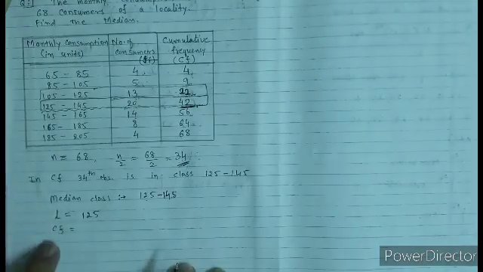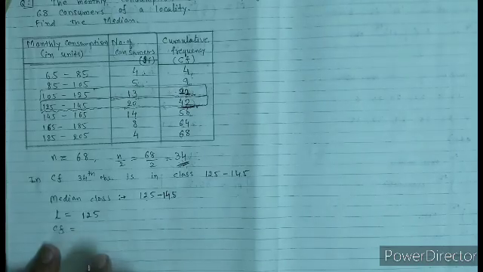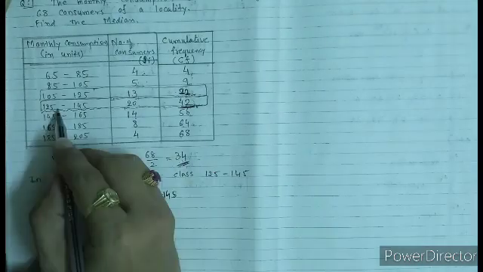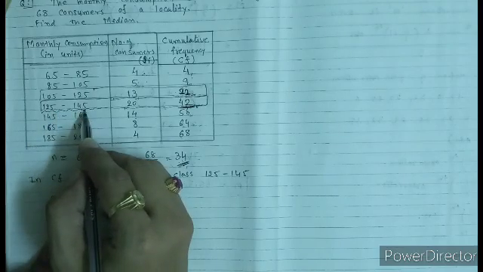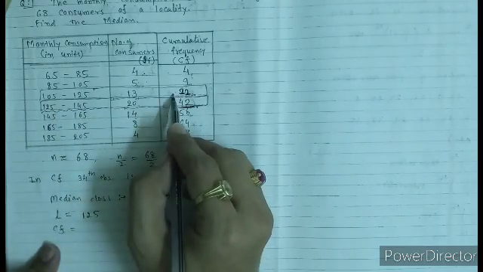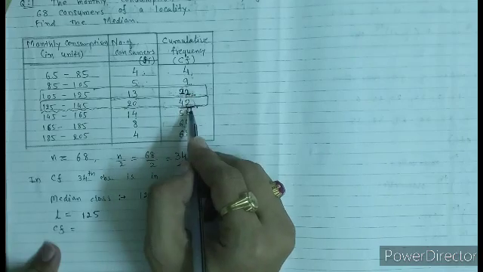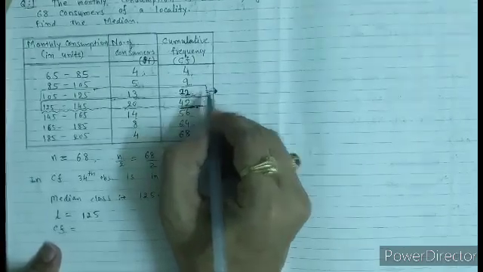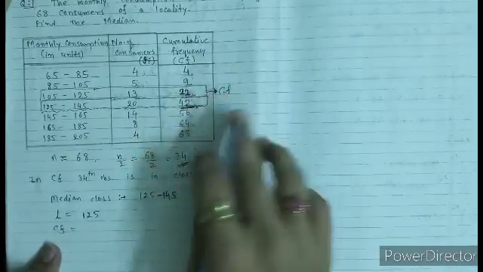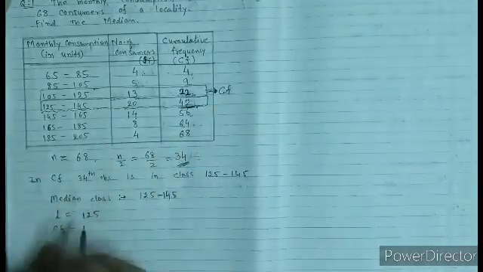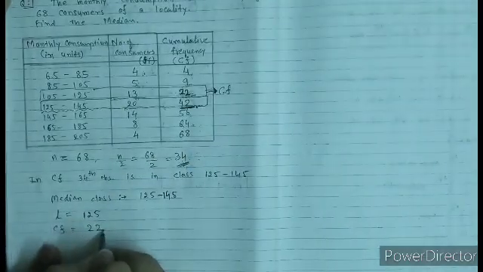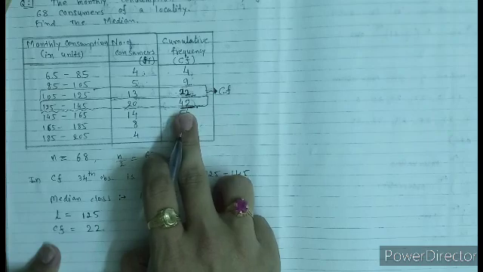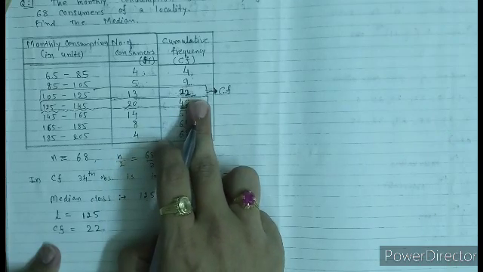Then the next term will be CF. CF is the cumulative frequency of the class preceding the median class. Here the median class is 125 to 145. Its preceding class means its previous class, and CF is its cumulative frequency. So we can write here this previous cumulative frequency is CF for us. So we will write here CF. Our CF is 22, which is the cumulative frequency of the class preceding the median class.